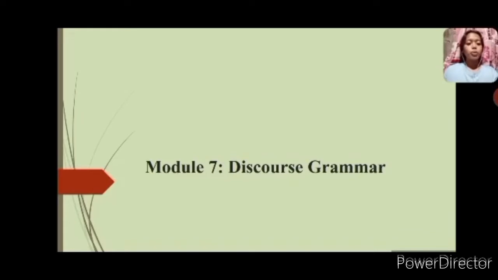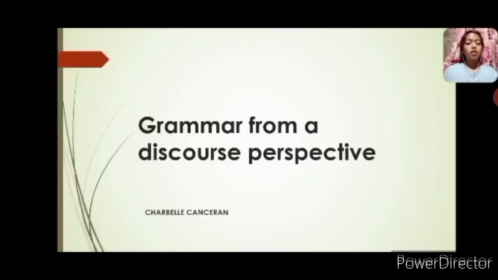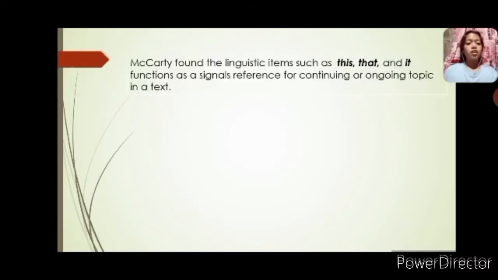In this module, we will tackle first the grammar from a discourse perspective. McCarthy found that linguistic items such as this, that, and it function as signals of reference for a continuing or ongoing topic in a text. It has a distancing or marginalizing function in a text, which indicates the raising of a new topic or new focus in a topic.